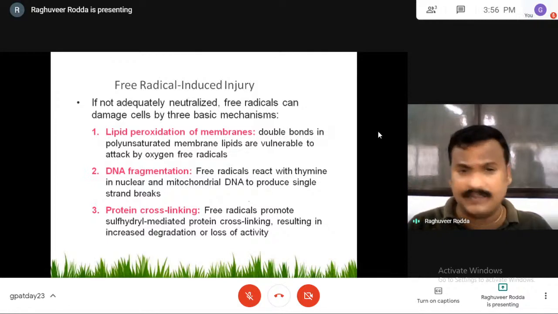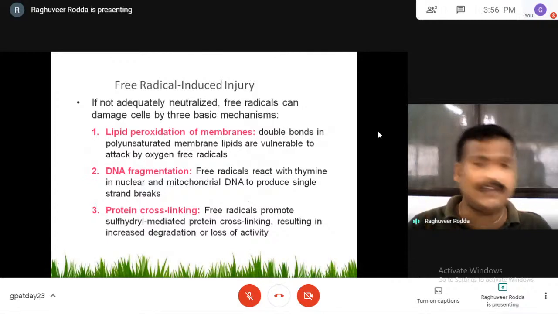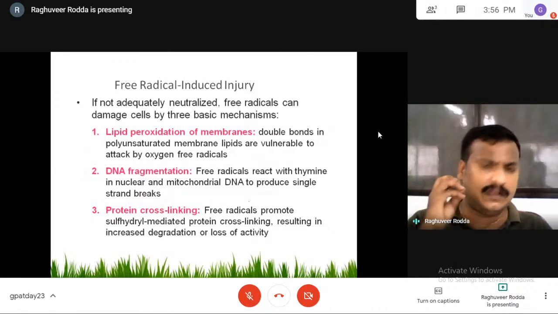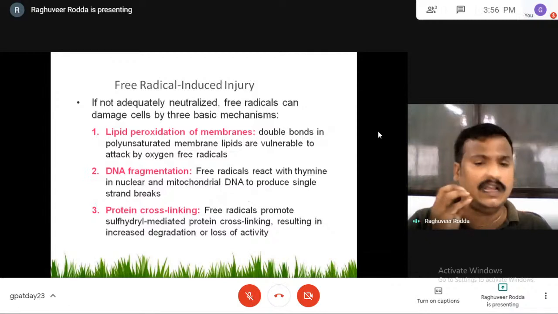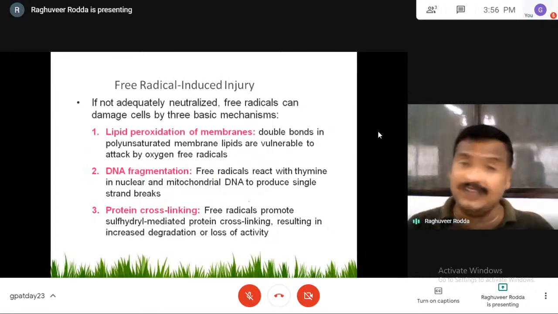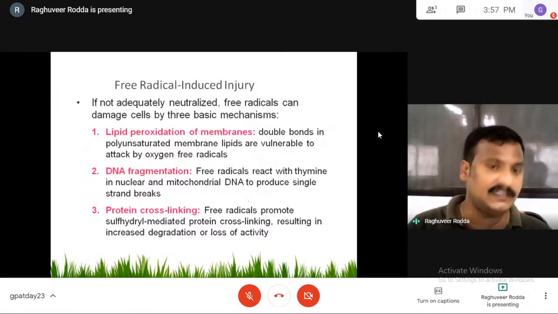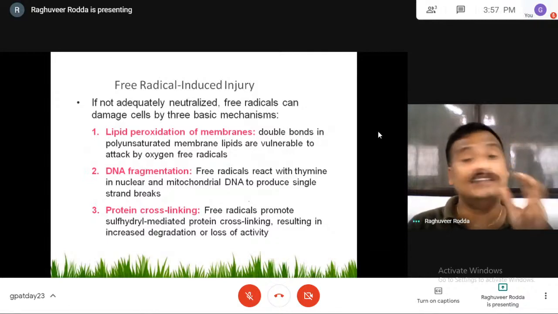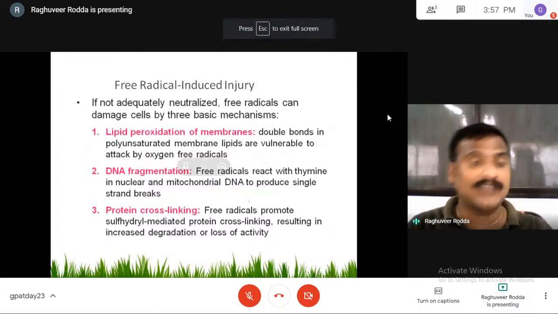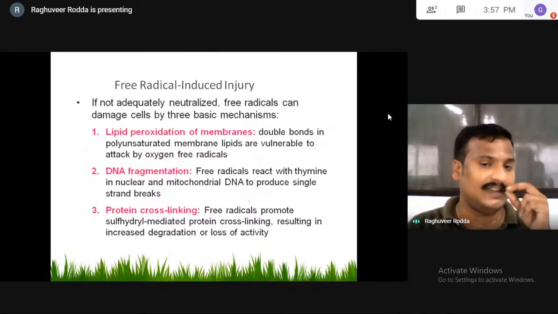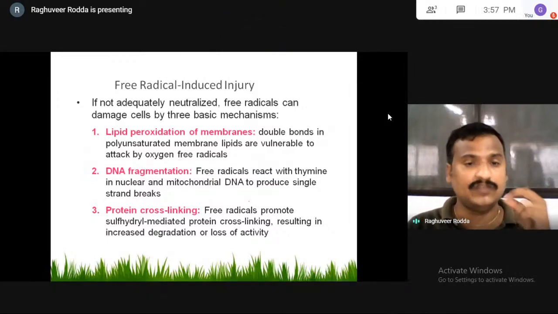So that thymine will get reacted, because thymine consists of more sulfhydryl groups, and the free oxygen species, or the OH radicals, will come and react with the sulfur group present in the thymine compound. That will cleave the structure of the thymine, and the DNA will be fragmented. The DNA structure will be disturbed, causing the breakdown of the double helical structure, converting the double strand of DNA into a single strand.